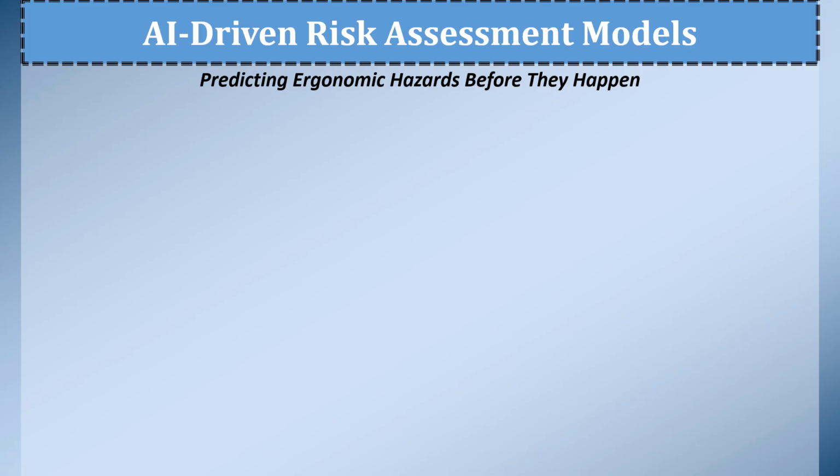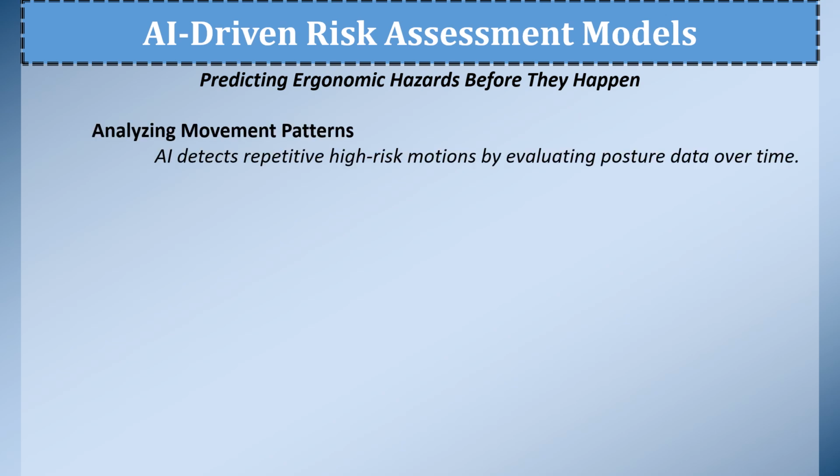AI-driven risk assessment models: predicting ergonomic hazards before they happen. Analyzing movement patterns. AI models can evaluate large volumes of posture and motion data collected over time. These systems identify recurring high-risk behaviors like overreaching or twisting, which might not be noticeable during casual observation. Through pattern recognition, AI predicts where injuries are likely to occur.